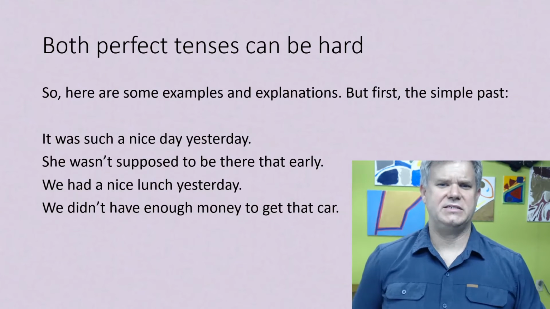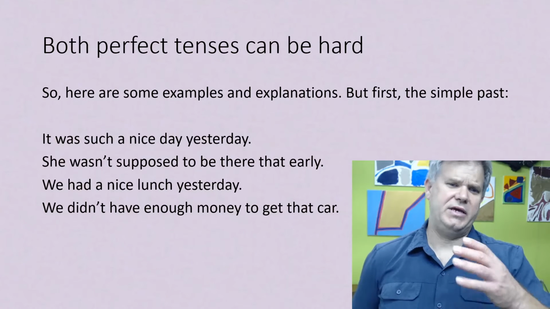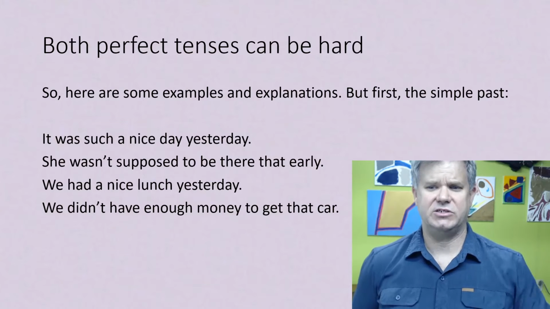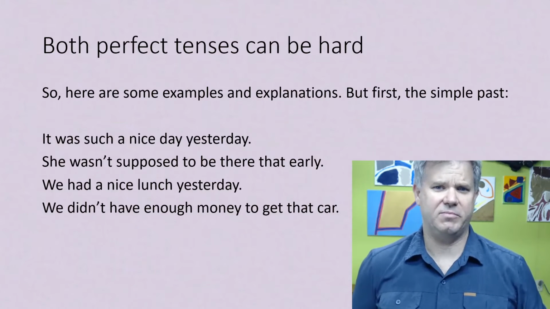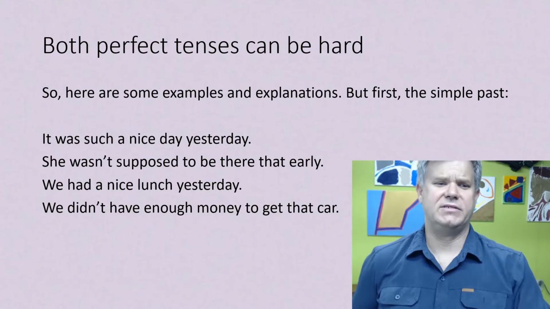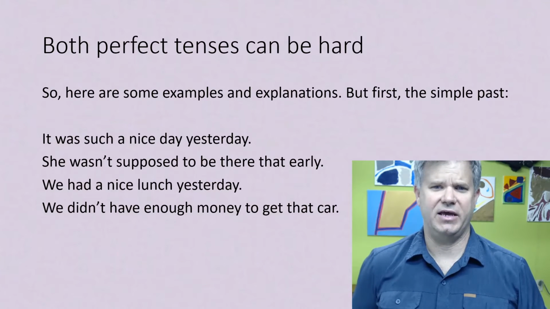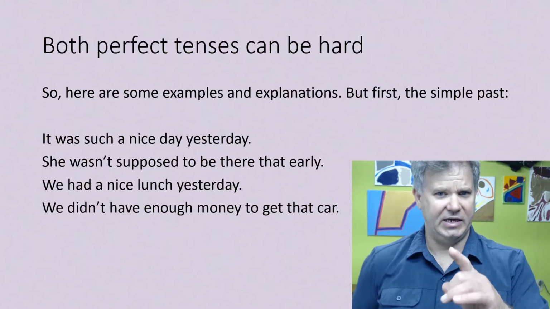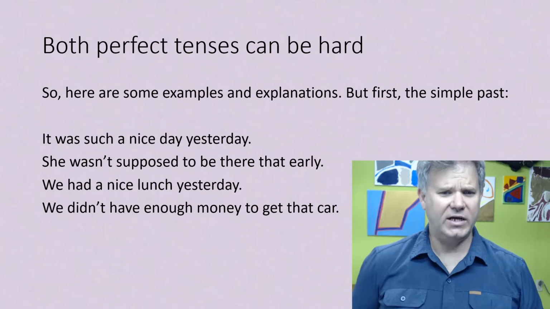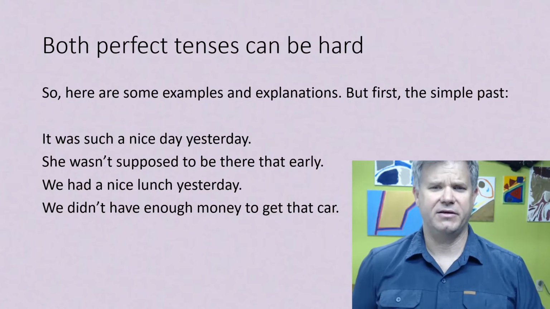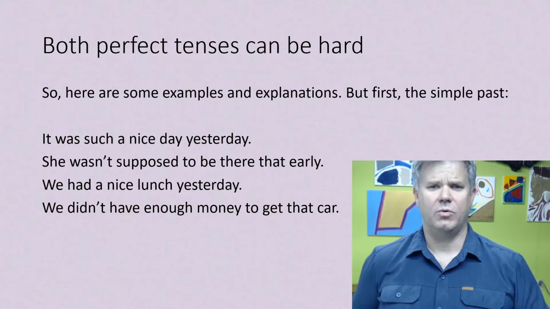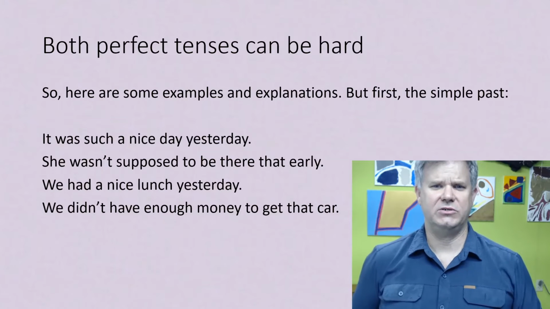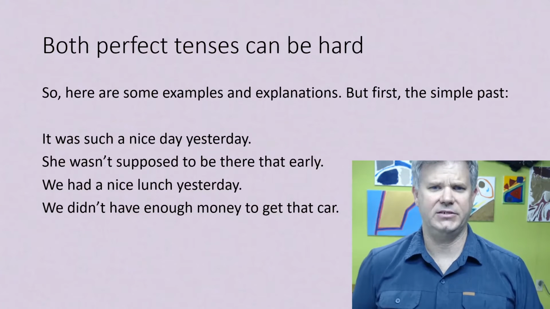Both perfect tenses can be hard. So here are some examples and explanations, but first, the simple past. Remember the simple past. It was such a nice day yesterday. Past tense of to be, it was. She wasn't supposed to be there that early.